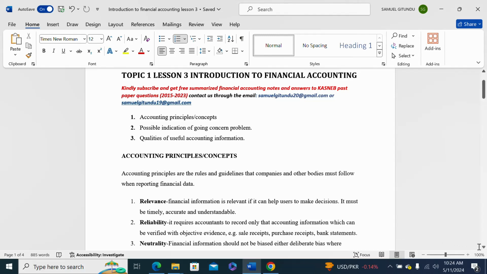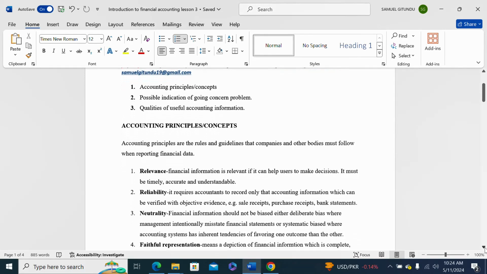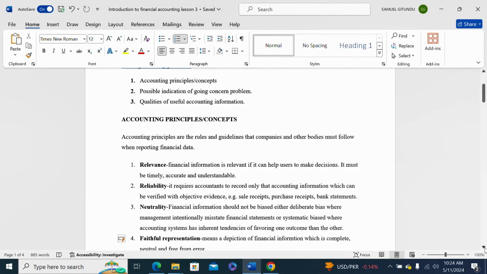Then we go to the third principle, which is the principle of neutrality. The neutrality principle means that financial information should not be biased, either deliberate bias, where management intentionally misstates financial statements, or systematic bias, where the accounting system has inherent tendencies of favoring one outcome over the other. Neutrality simply means that financial information is not pessimistic or optimistic. It is in between, and it is not influenced by either the management or the accounting system to support a certain outcome. So that is all about the neutrality principle.